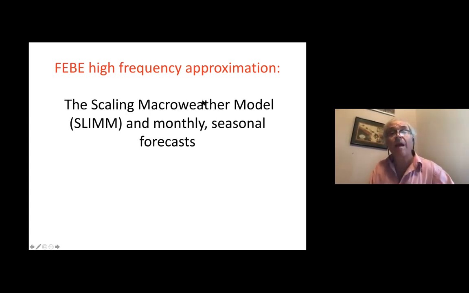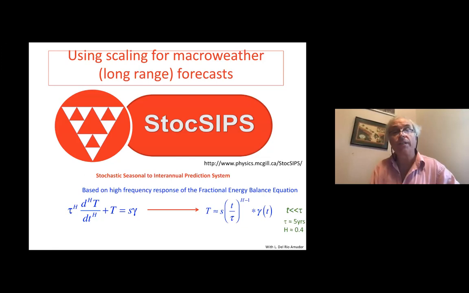We call this the scaling macroweather model, or SLIM, and we can use this for monthly and seasonal forecasts. This is work with my student, Lennon Del Rio Amador. This is something we produce called STOCKSIPS, the Stochastic Seasonal Interannual Prediction System. It's based again on the Phoebe equation, except you can make it regional. At the high frequency limit, it just becomes a power law convolution with a white noise. So this ends up being, in fact, fractional Gaussian noise.